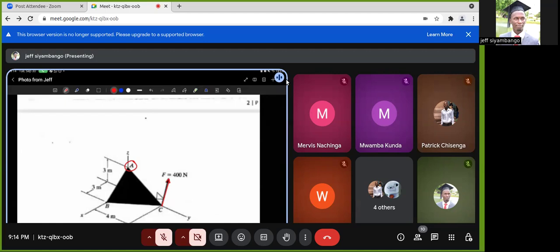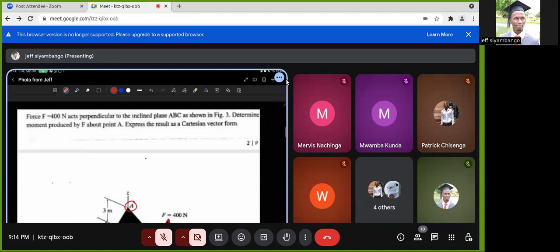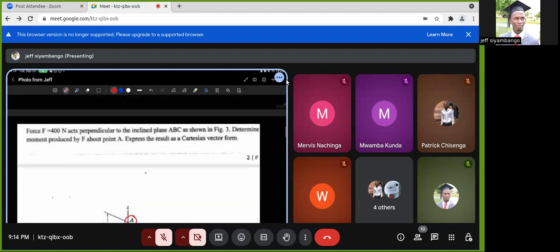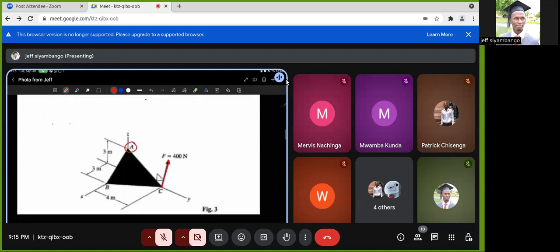Now, what are we seeing? Pay attention to the kind of information that is indicated. This force acts perpendicular to the plane. So if this force is perpendicular to the plane, what does it mean? It means that it's perpendicular to the line AC, such that it creates a right angle with this line. It also creates a right angle with that line. This is what we have.